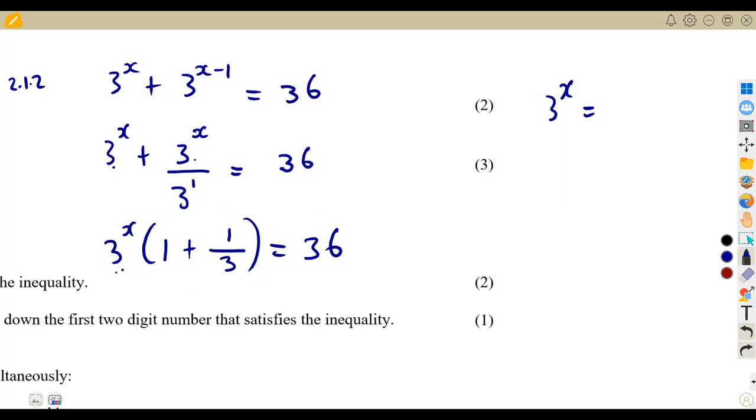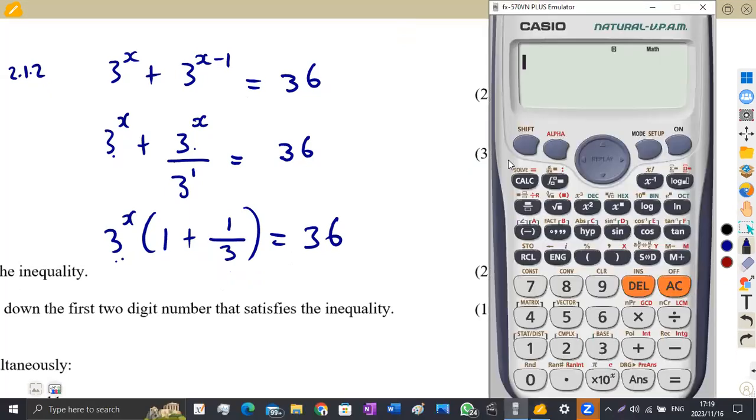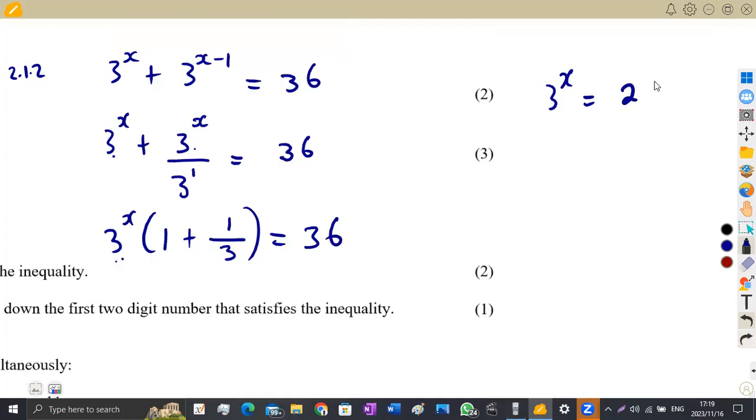All right, let us go to our calculator, guys. Whether I know the value of this or I do not know this value, it does not matter. Our calculator knows everything. All right, so let us simplify here. It's going to be 36 on the left side, on the right side divided by the bracket. So you're going to open a bracket, 1 plus 1 over 3, like this. You close your bracket. So this is going to give you 27. So this is equal to 27.